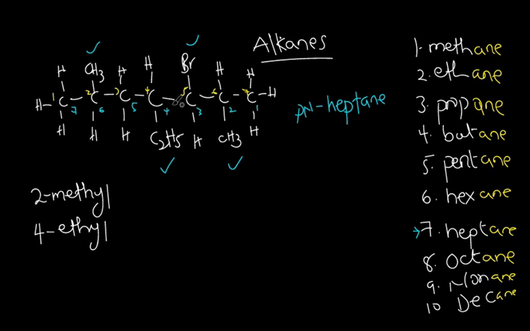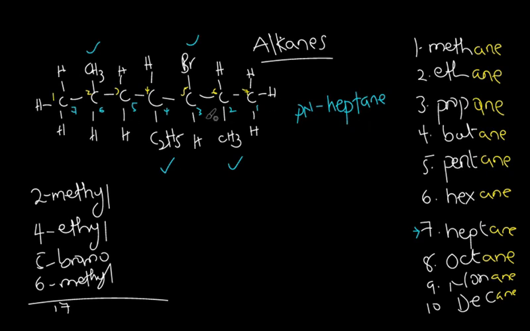Okay, then we have 5-bromo, we have bromine on 5. Okay, so 5-bromo. Then we have a CH3 on carbon 6. Okay, so we have 6-methyl again. If we add the numbers, this and this will give us 10, this and this is 17, so we have 17. So now let's look at the numbering from the left to the right.